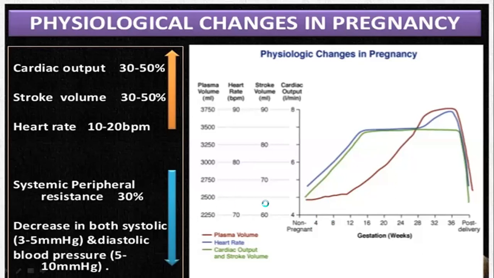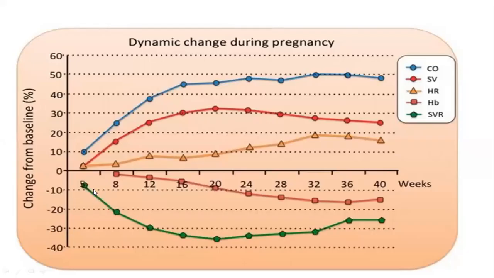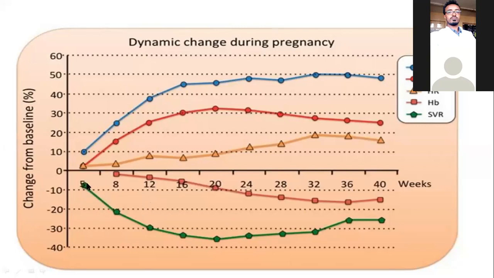And systemic vascular resistance also decreases progressively. As we see, systemic vascular resistance begins to decrease from the first trimester, 5th week of pregnancy, and it nadirs in the second trimester of pregnancy, and it starts to increase near term again. So blood pressure also decreases during this period by 5 to 10 millimeters of mercury during the second trimester of pregnancy, beginning from the first trimester of pregnancy.